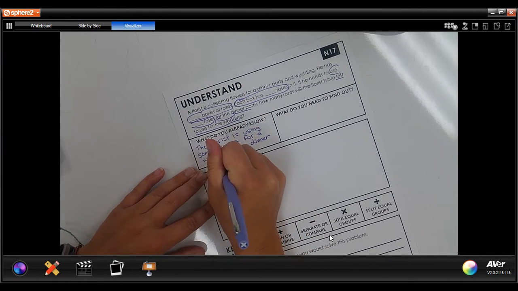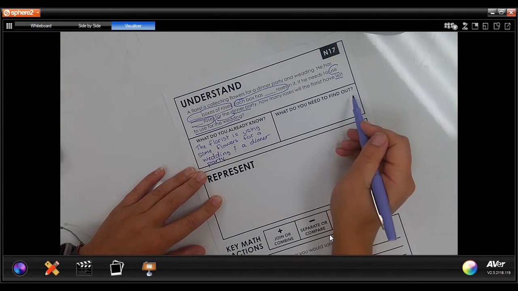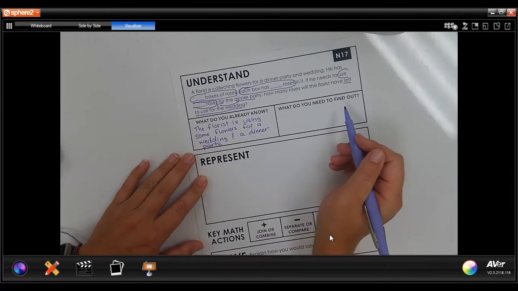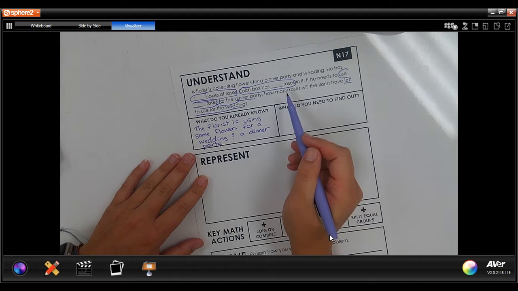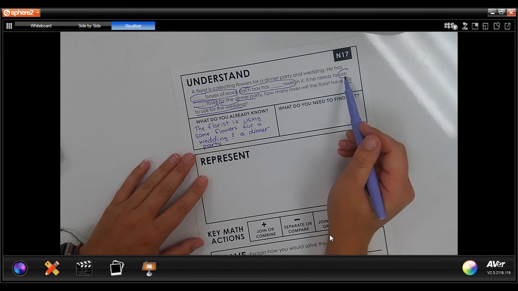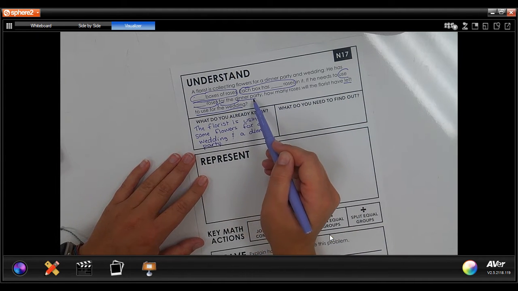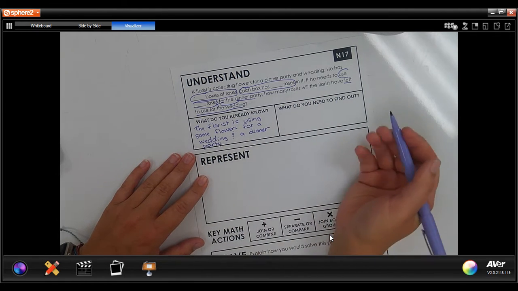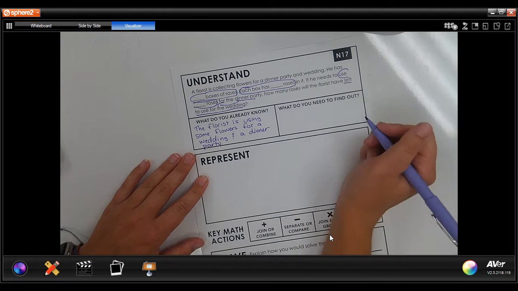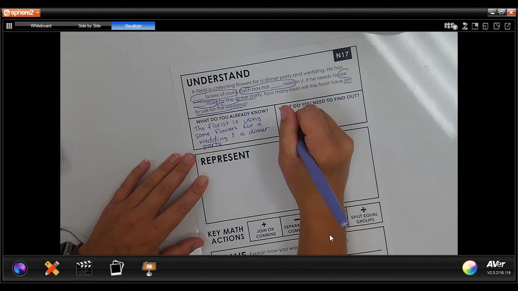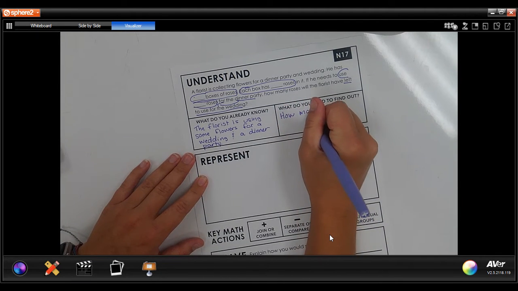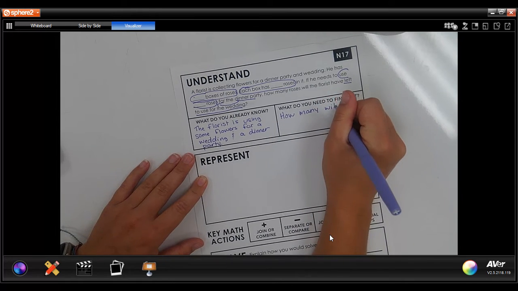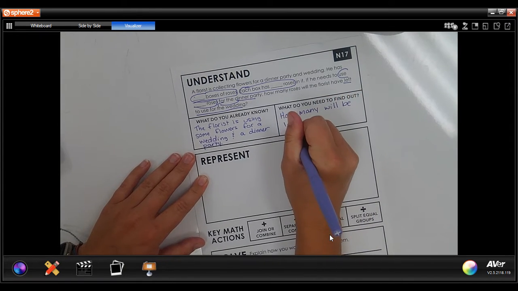All right, the next one is, what do you need to find out? When I see this step, I want to go back into my question and reread it. It says, if he needs to use blank roses for the dinner party, how many roses would the florist have left to use for the wedding? So I want to know how many will be left for the wedding.